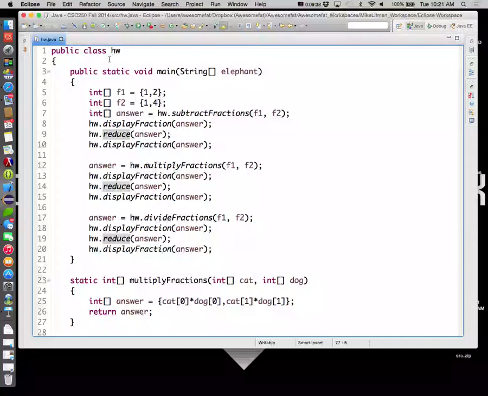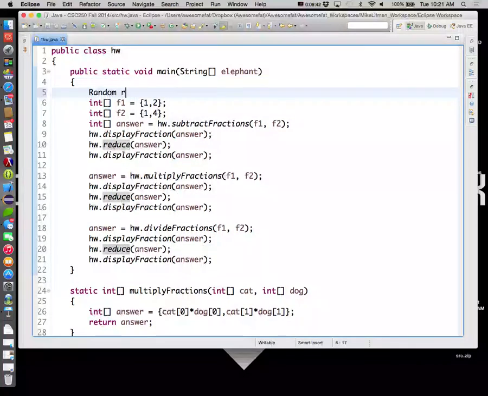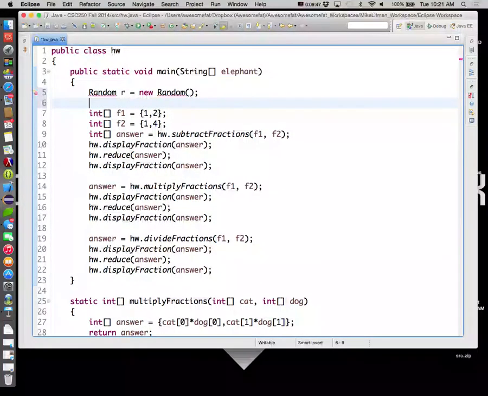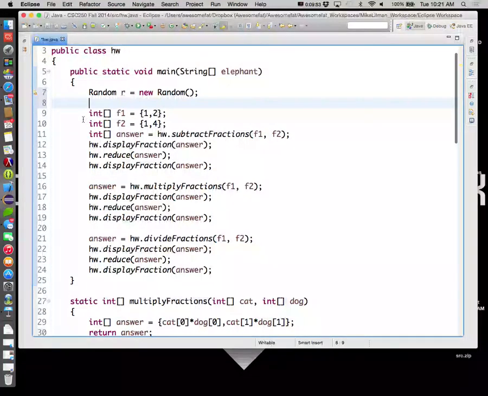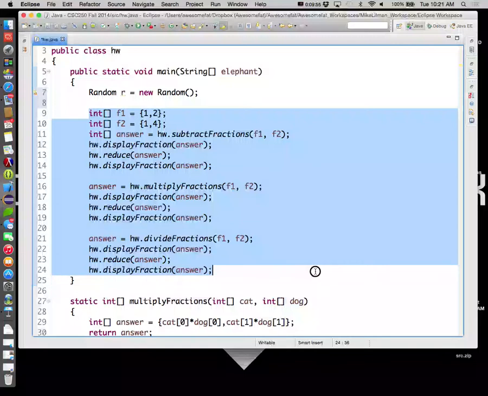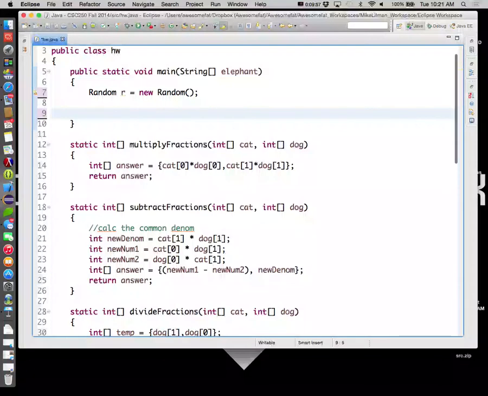Yeah, this will work. So what I'm going to do is use our random class to be able to generate random numerators and denominators. Get some big values in there. So I'll import that. Just get rid of all this stuff here for a second.